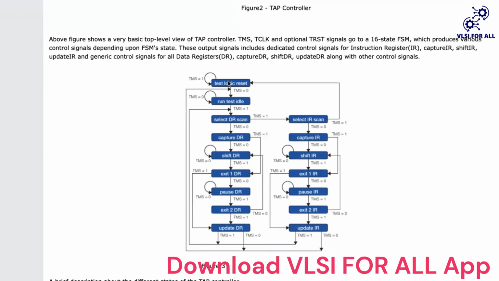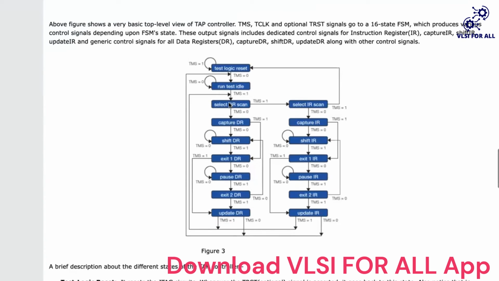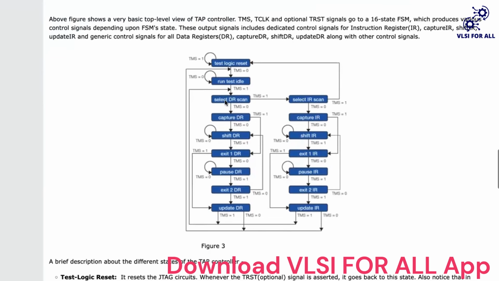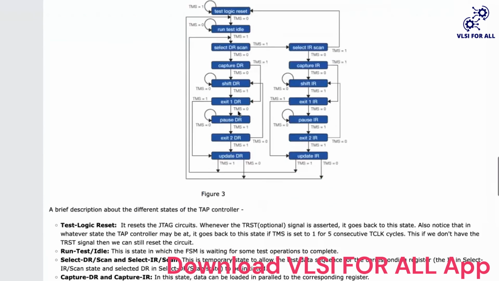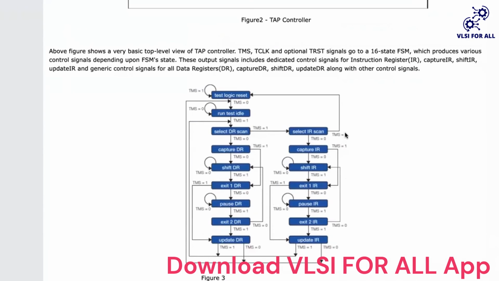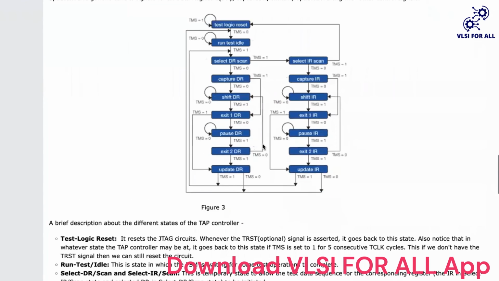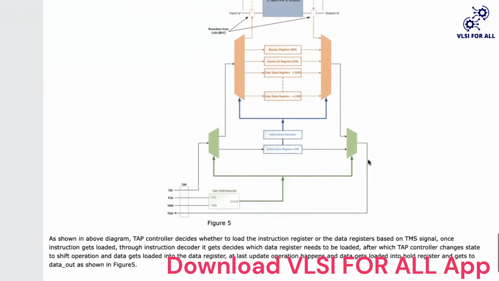The first state is test reset logic, that is, the complete JTAG logic is in reset state. The second one is run test idle. Basically, your JTAG is sitting idle, doing nothing. Select DR is basically selecting the DR, basically which register I need to program. This is what happens in this state: I need to program the instruction register or the data register, which I was showing over here.